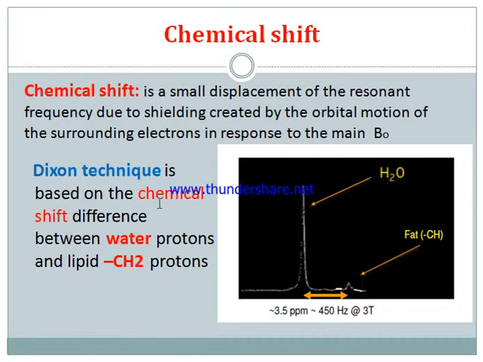Actually, we can use the property of chemical shift between water and fat. From this graph, we can see that there is a chemical shift between water and fat, which is 3.5 ppm, or 450 Hz at 3 teslas. That means fat and water have different resonance frequencies. They precess in the transverse plane at different rates. Dixon technique is one of the approaches that utilize this property to separate fat and water.